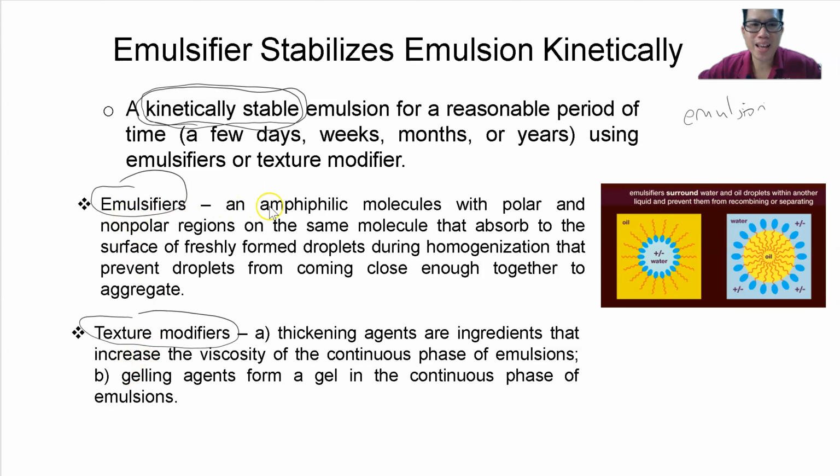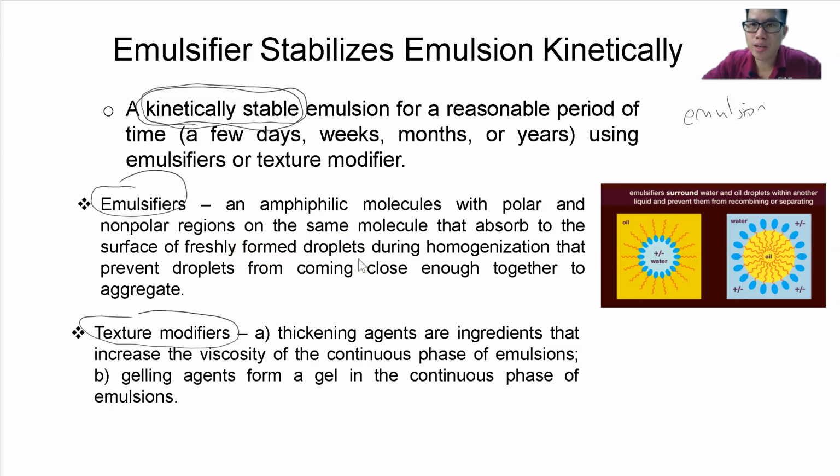An emulsifier is basically an amphiphilic molecule. Amphiphilic means that it has two properties: one side is hydrophilic, another side is hydrophobic. So this molecule has both a hydrophobic and a hydrophilic area, and we call it an amphiphilic molecule. What happens is that these two ends will adsorb to the surface of freshly formed droplets, or what we call the interface.